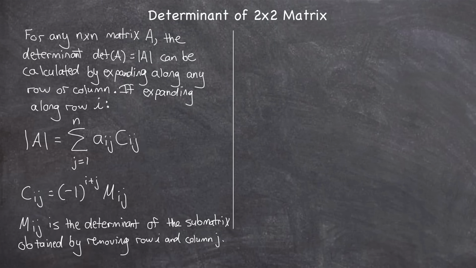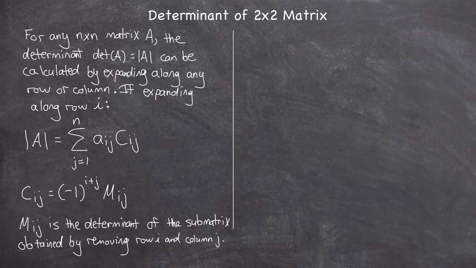But remember, since we have a 2 by 2 matrix, when we remove a row and a column, what we're left with is just a 1 by 1 matrix. And the determinant of a 1 by 1 matrix is just the value itself. So calculating the minor of any element in a 2 by 2 matrix is really simple. And you'll see how that works as we do an example.